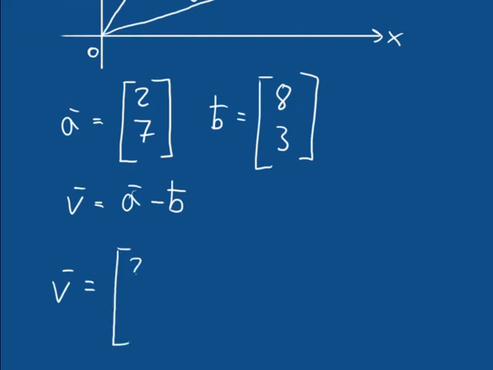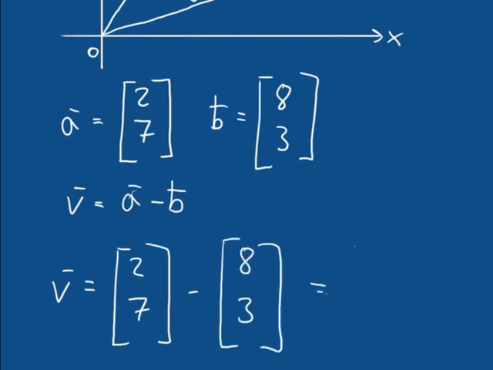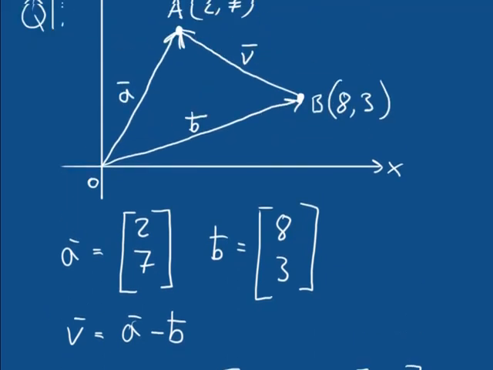So we're going to have our vector 2, 7. I'm going to subtract from that 8, 3, and that's going to give us the vector, well, 2 minus 8 is minus 6, and 7 minus 3 is 4. So we're going to have the vector minus 6 in X, 4 in Y. We can verify that now.